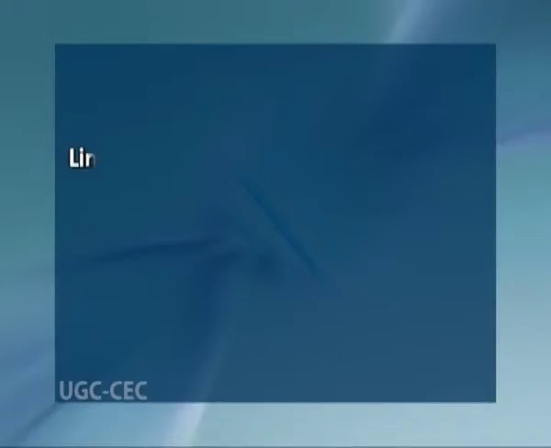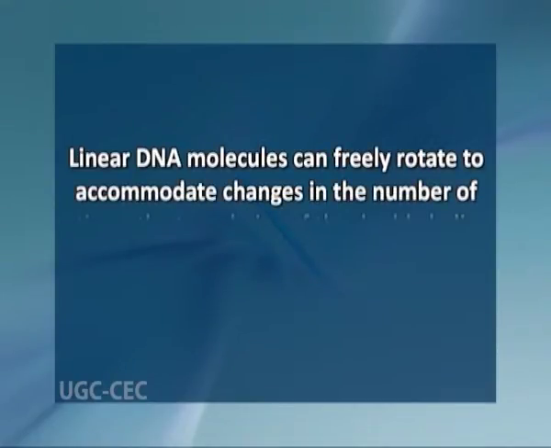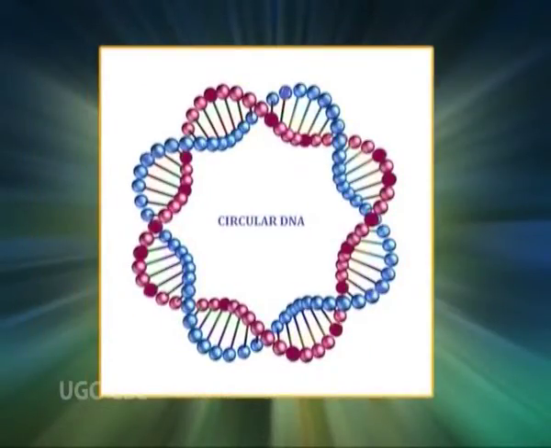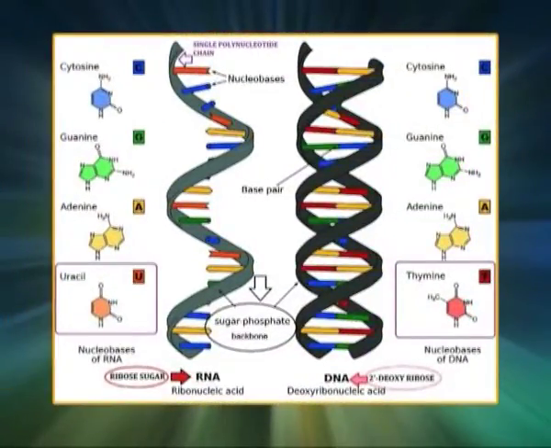Because their ends are free, linear DNA molecules can freely rotate to accommodate changes in the number of times the two chains of the double helix twist about each other. But if the two ends are covalently linked to form a circular DNA molecule, and if there are no interruptions in the sugar phosphate backbones of the two strands, then the absolute number of times the chains can twist about each other cannot change. Such a covalently closed circular DNA is said to be topologically constrained.